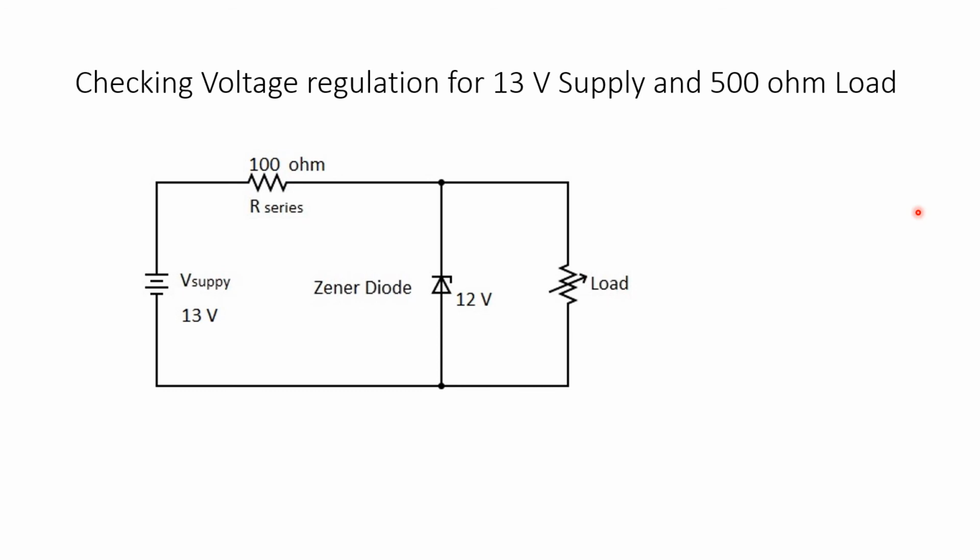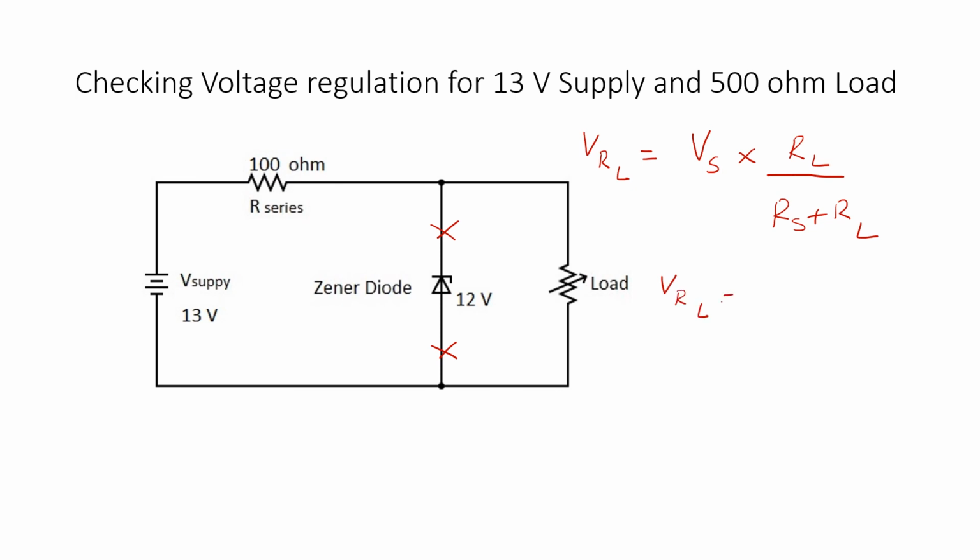Let's try a case where we have a 13 volt supply and a 500 ohm load. So we want to find out, will this circuit regulate? So we go through the same procedure again. We disconnect the diode and check for VRL. VRL is equal to the V supply multiplied by RL divided by R series plus RL.